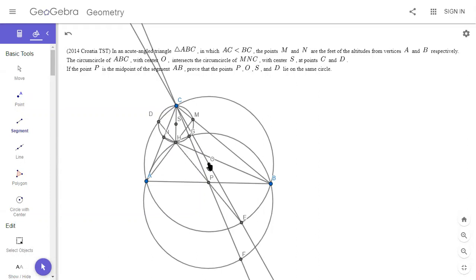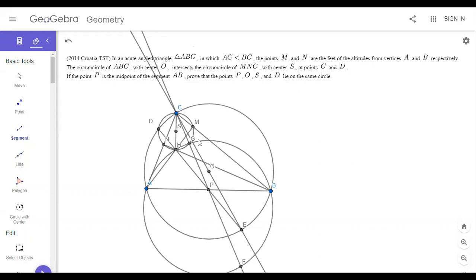Because SO is perpendicular to CB, because the line joining two centers is perpendicular to the radical axis. So yeah, SO has to be parallel to PD. That would mean it has to be an isosceles trapezoid. Is that obvious? Yes. Okay, yeah. You beat me to it. I said it and then I looked at the chat and you said it. All right, so that looks fairly simple.